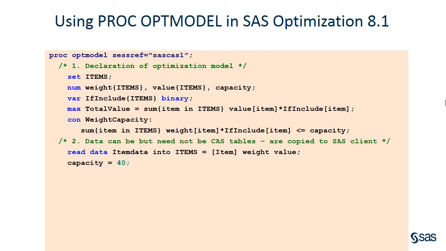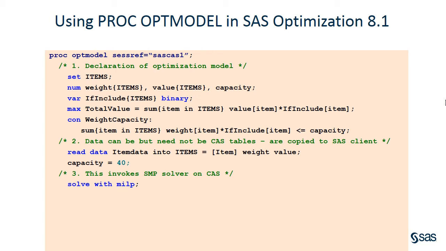Any dataset or table referred to in any read data statement is copied to the SAS server, and remember, this is not a big cost because of the small data sizes. PROC OPTMODEL builds the problem instance on the SAS side using these data whenever it executes a solve statement. Because we specified the CAS session by using the sesref equals option, PROC OPTMODEL ports the problem instance over to the CAS server, and the MILP solver runs in the CAS session SAS CAS1 to solve the problem instance.